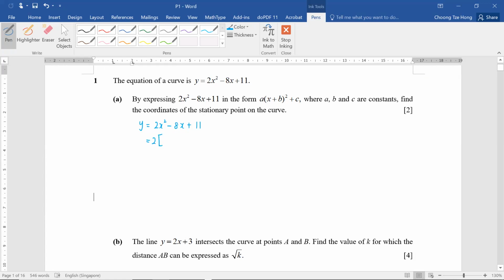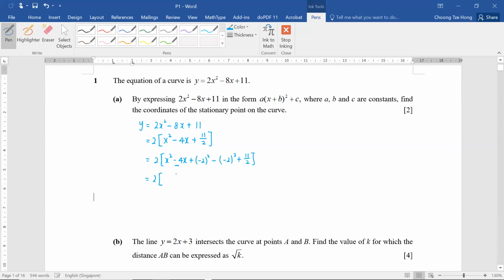So we will get x squared minus 4x plus 11 over 2. Then we will do completing the square for the term inside the bracket. To complete the square, we need to add half of this value. If this is minus 4, we will add the square of half of the coefficient of x. Then since we have added something, that means we have altered the value of the expression, so we need to subtract it away. So we will get this.